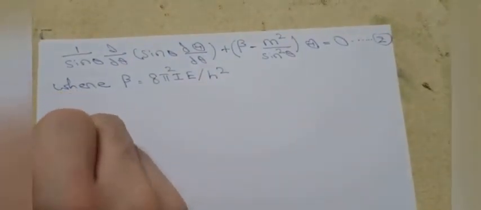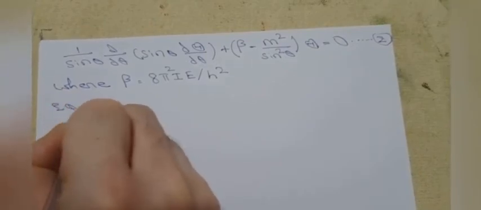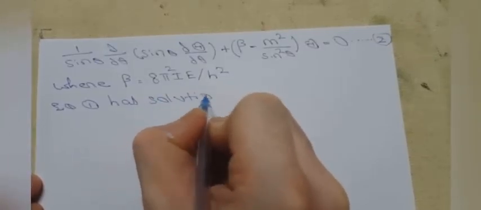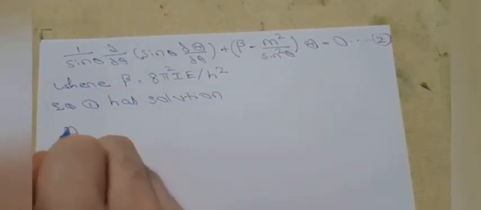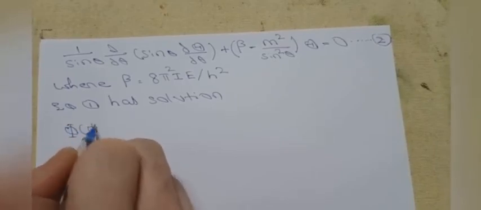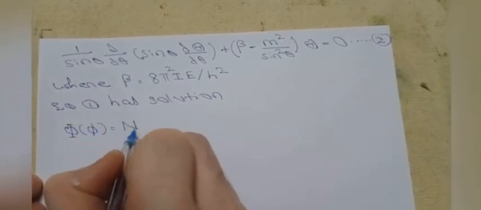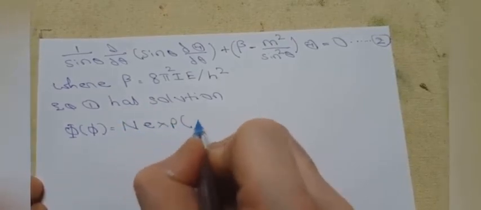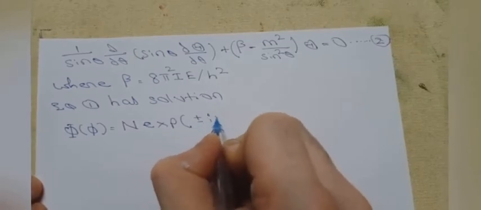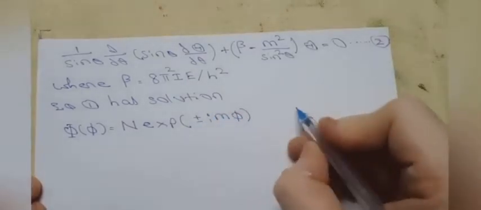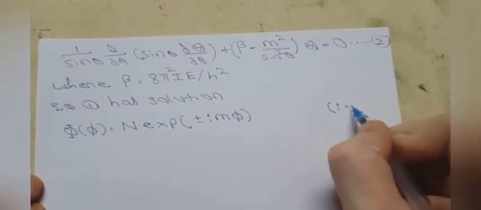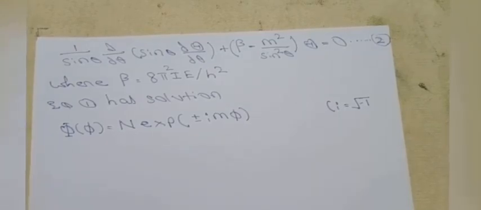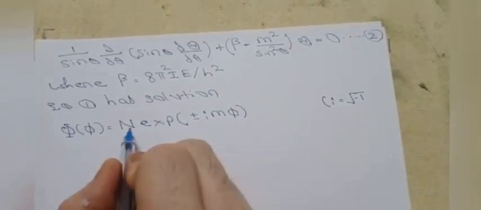Now equation 1 has the solution phi of phi is equal to N exponential of plus or minus i m phi. So this is the solution for equation 1, where i is equal to the square root of minus 1, and here N is the normalization constant.